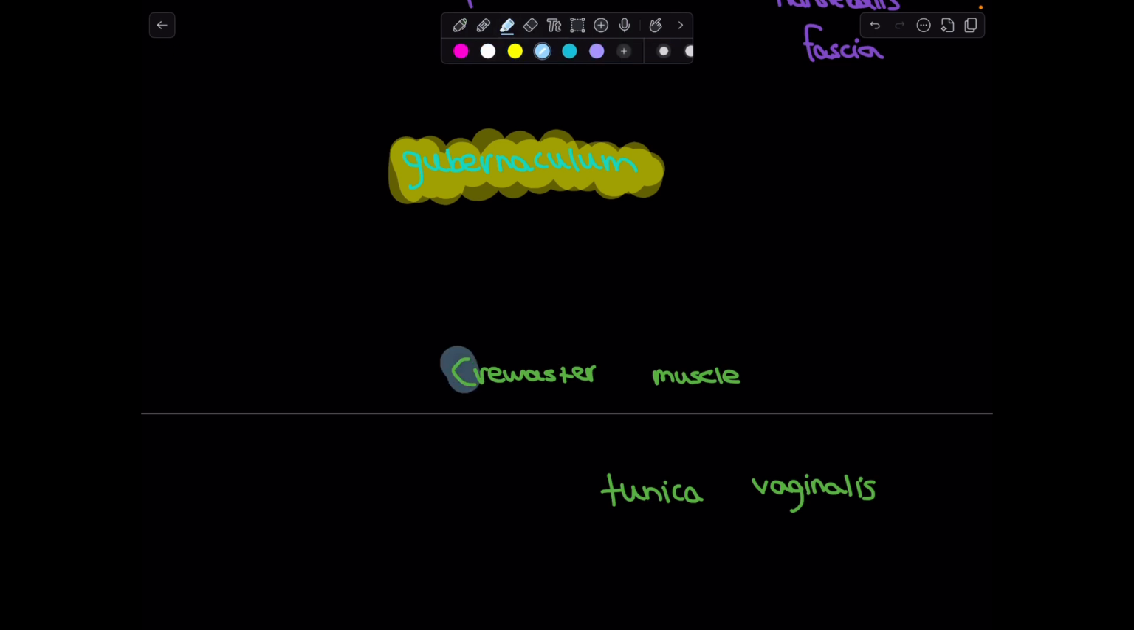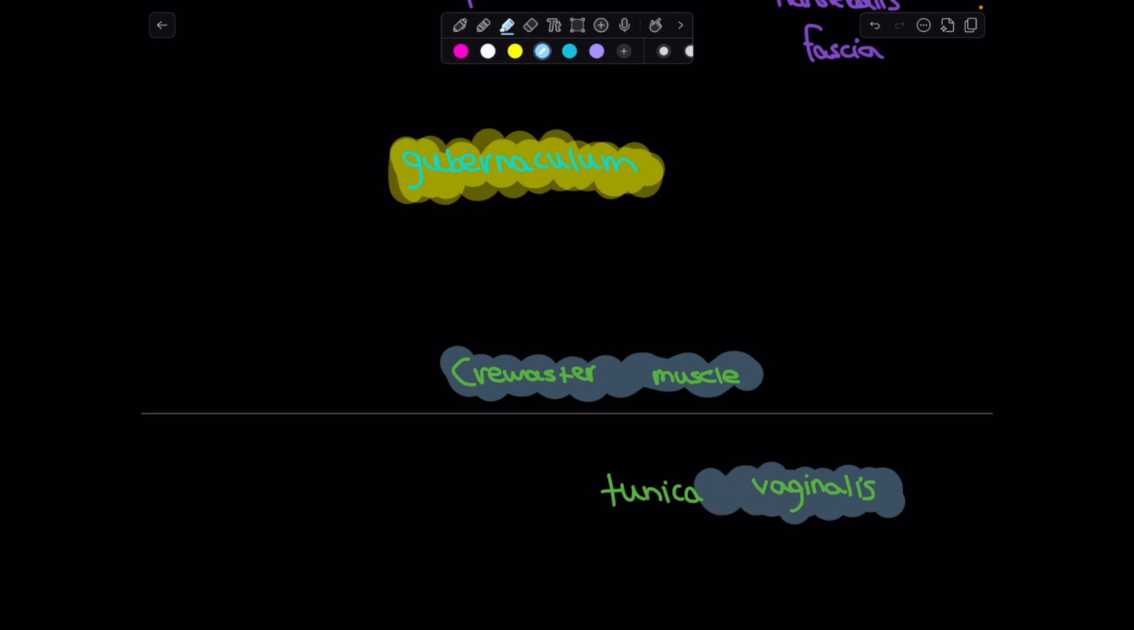Dartos fascia, smooth muscle layer in the scrotum, continuous with Scarpa's fascia, responsible for scrotal wrinkling. Tunica vaginalis, a peritoneal sac covering the testes, formed during testicular descent, reducing friction. All protect and support testicular structures. Clear? Yeah, that makes sense.